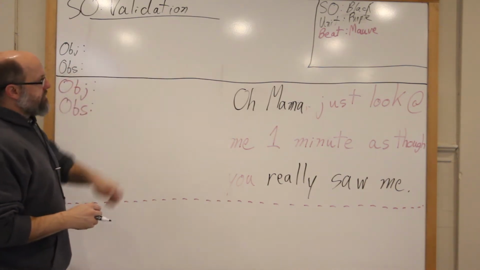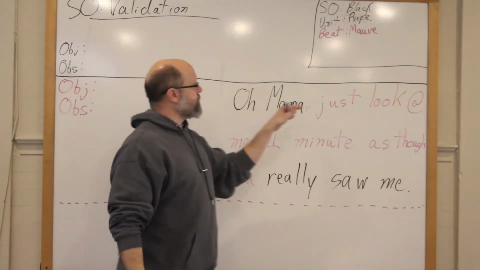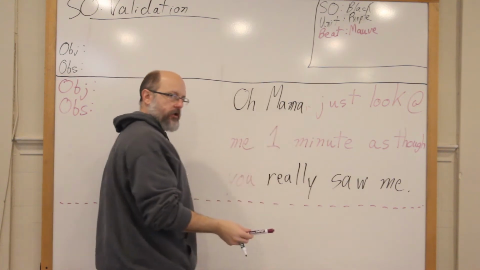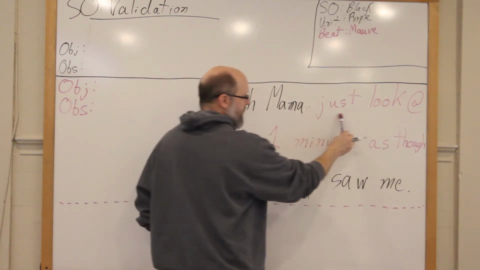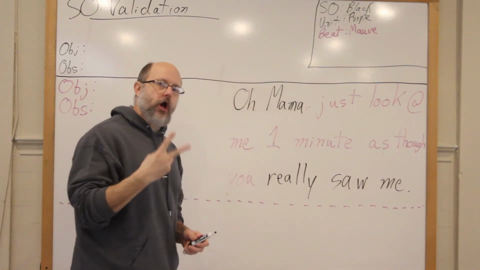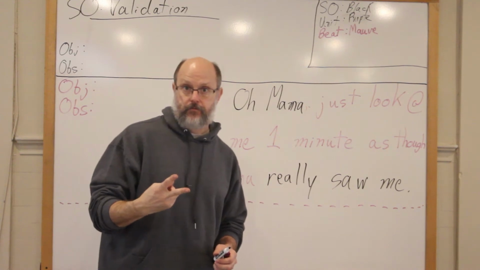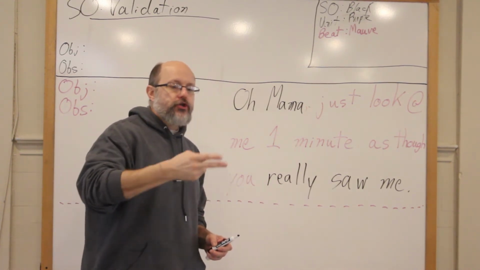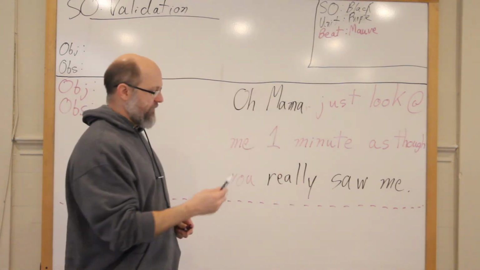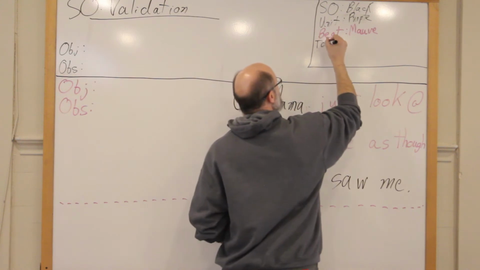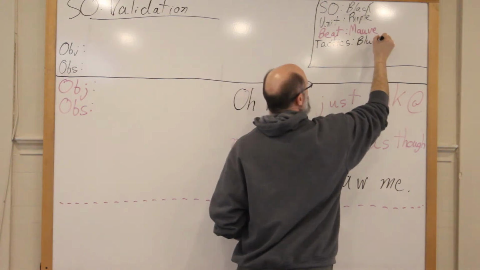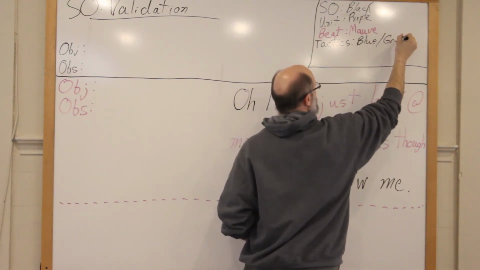Going to move from there back to this. Here's the text. Oh mama, just look at me 1 minute as though you really saw me. Please notice that it changes colors. Here's one color, then it changes colors, and then it changes back. You are going to pick 2 colors for your text. Every time you change tactic, you change color. And up in the key, you're going to mark tactics, let's say, blue and green.